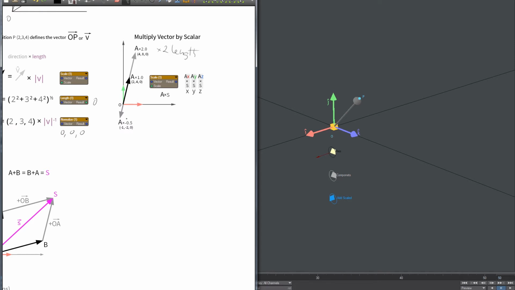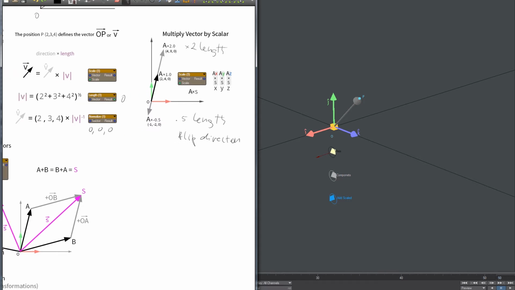And if I multiply by a negative number, let's say minus 0.5, I'm going to have 0.5 the length, but I'm also going to flip the direction. So now the vector, since it was scaled by a negative value, has its direction flipped. So not the same direction, the inverse direction.